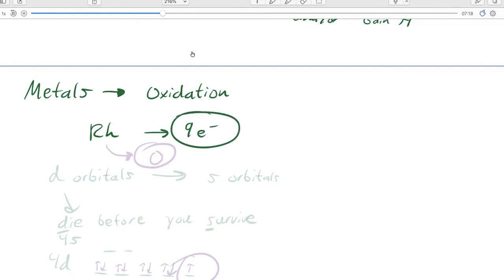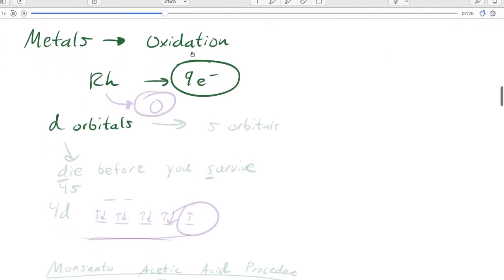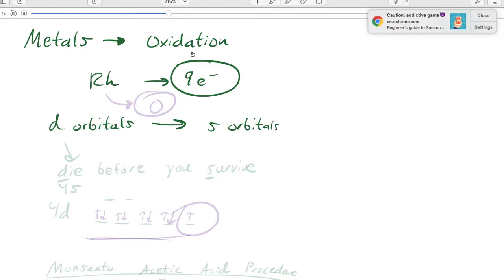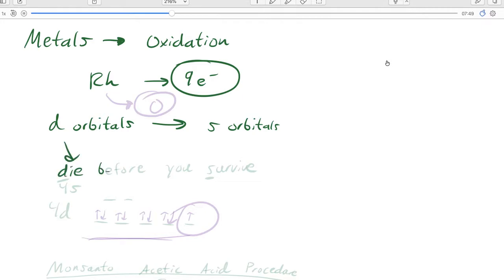But the thing about transition metals is that the d orbitals come before the s orbitals. So with rhodium, it's got 4d electrons. We're going to fill up the 4d orbitals before we fill up the 4s2 orbitals. So the way to remember that is that you die before you survive.